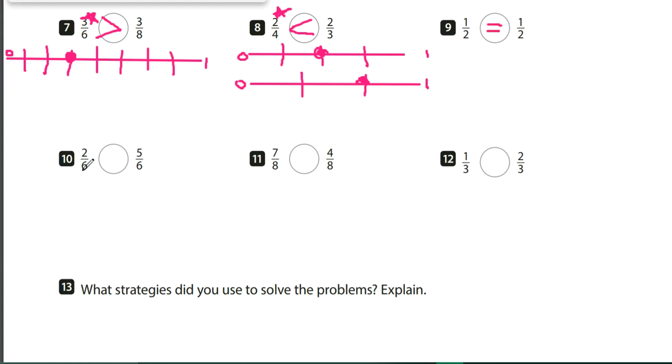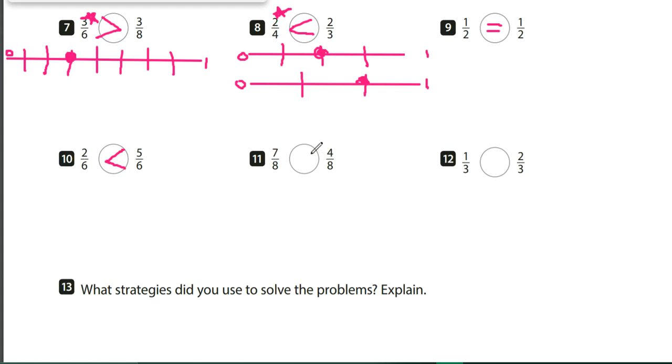2/6 and 5/6, we have the same denominator. So here I only have 2 of the pieces. Here I have 5 of the pieces. If your sibling got 5 Skittles and you only got 2, you definitely got fewer Skittles.